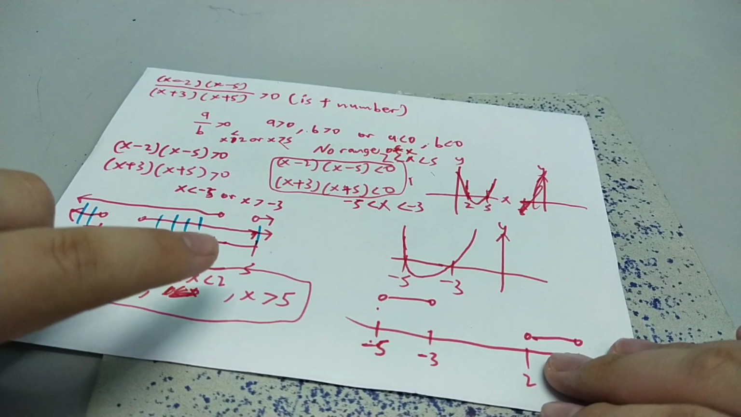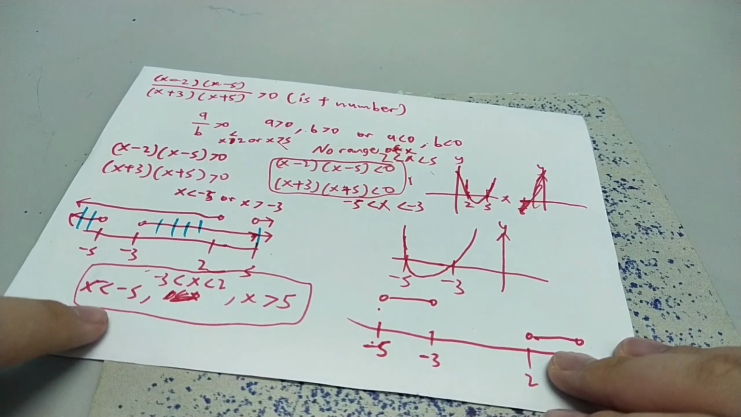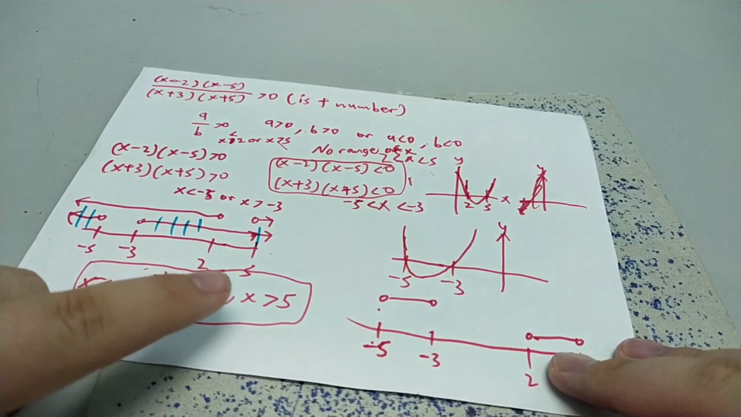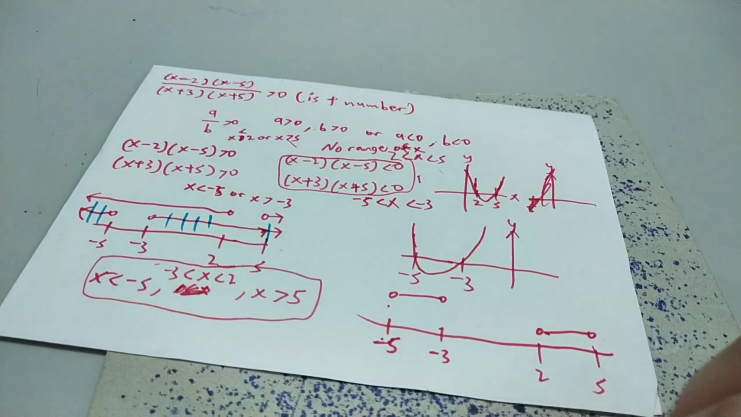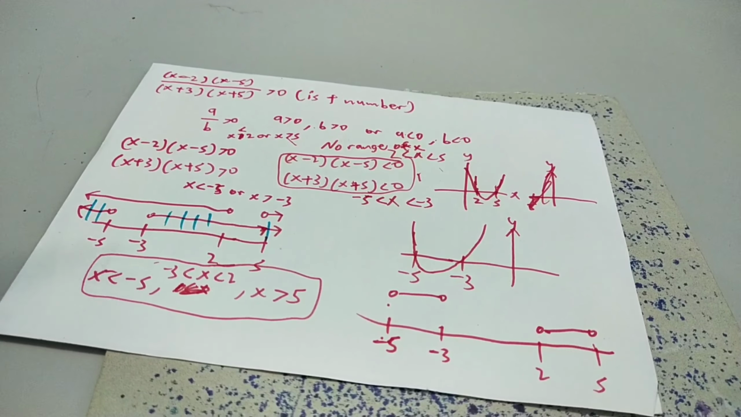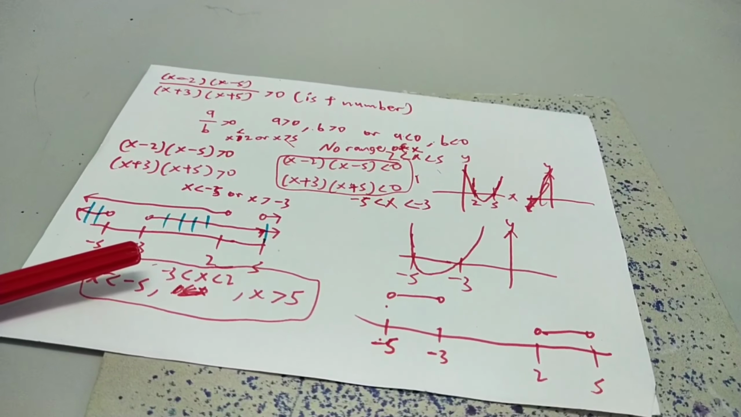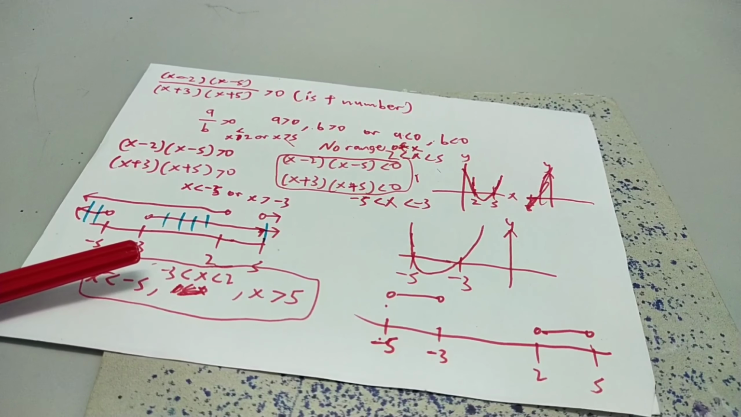So our remaining answer is this. This is our final answer: x is less than negative 5, x is in between negative 3 and 2, and x must be bigger than 5. So this is the second method to solve a rational inequality, and the result that you get is a pretty nice result.